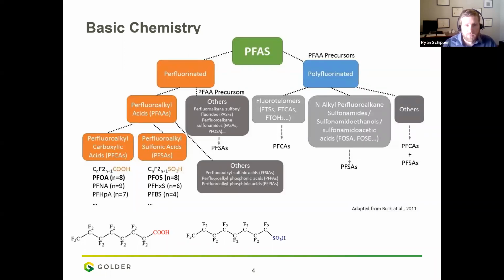There are also many of the other families or groups that are not in orange. There are precursors. These are larger compounds that can break down into terminal, completely fluorinated compounds, which would be the orange families or groups.